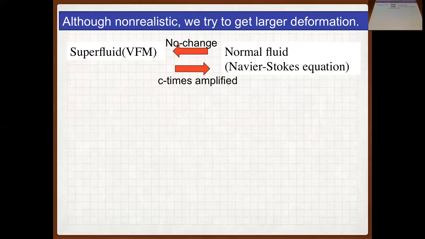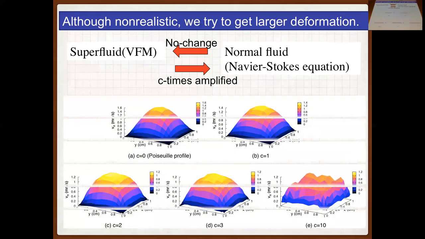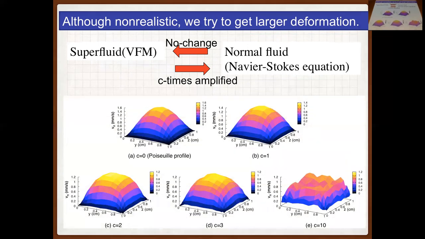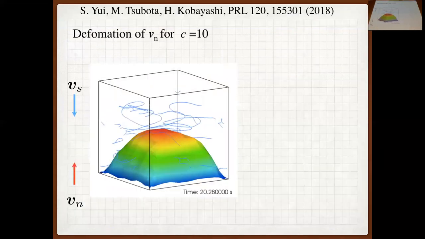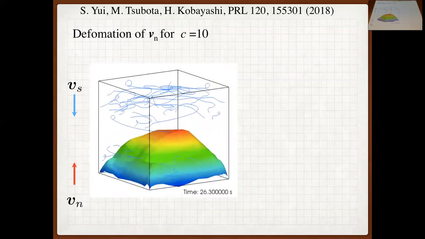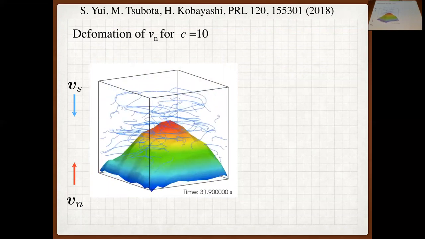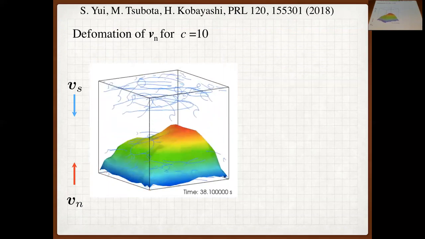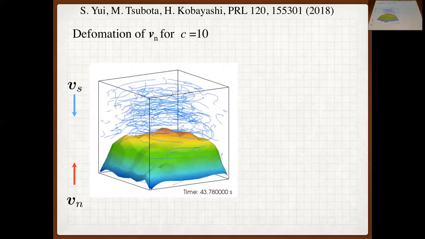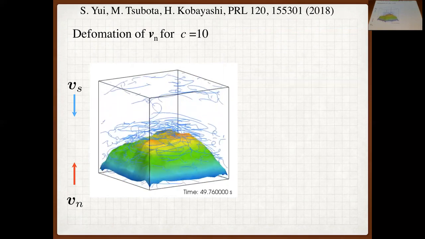Just as a non-realistic test, we tried to get larger deformation. So we keep this part and we amplify this part C times. If we increase the factor C, the normal fluid causes a very serious deformation. So this is a simulation of the normal fluid velocity field, and the normal fluid shows very serious deformation.